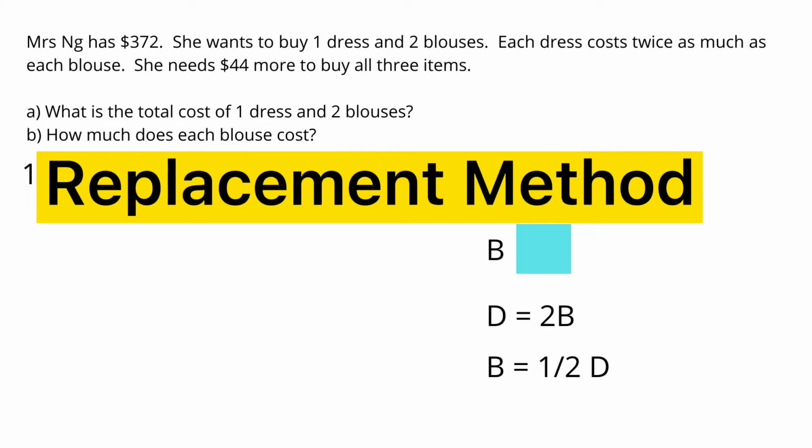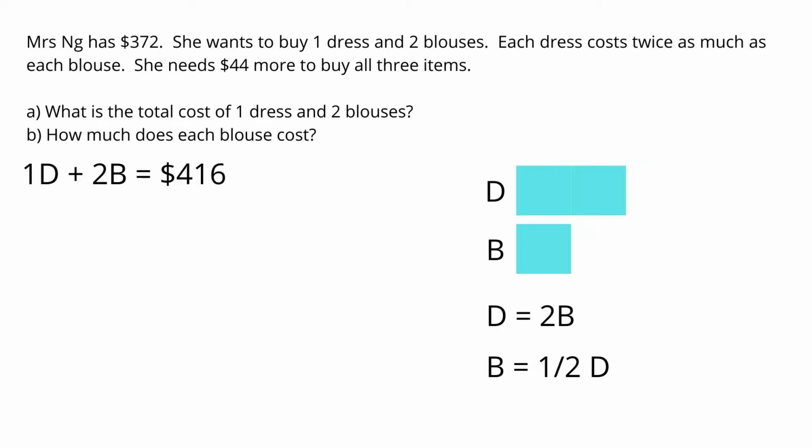If you have watched my previous video on the replacement method, you can pause the video here and try to do it yourself. If not, let's do this together. Now we know 1D equals 2B. Then we can replace this 1D with 2B. Bear in mind, we also have the option to replace 2B with 1D. However, in this situation, I chose to replace 1D with 2B.